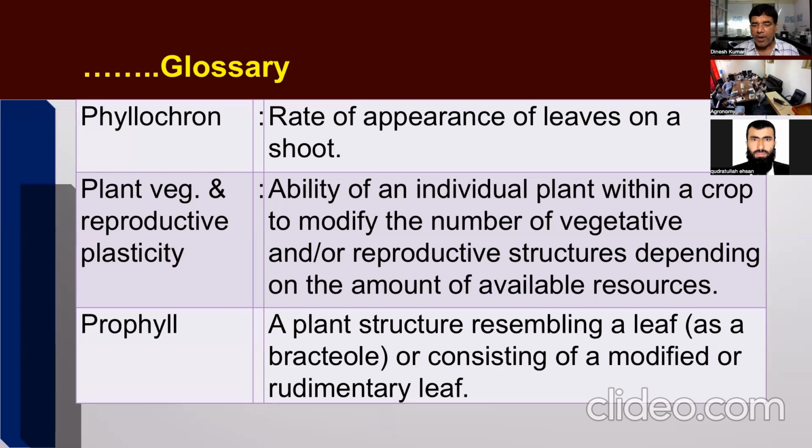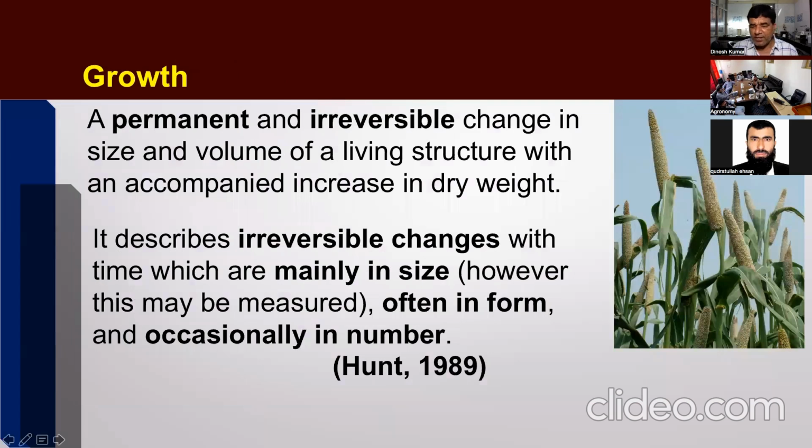Prophyll: a plant structure resembling a leaf, such as a bracteole, or consisting of a modified or rudimentary leaf. Now, friends, we have seen some terminology in brief. Now we will see the meaning of growth. What do we mean by growth? Every agronomy student should know the meaning of growth.